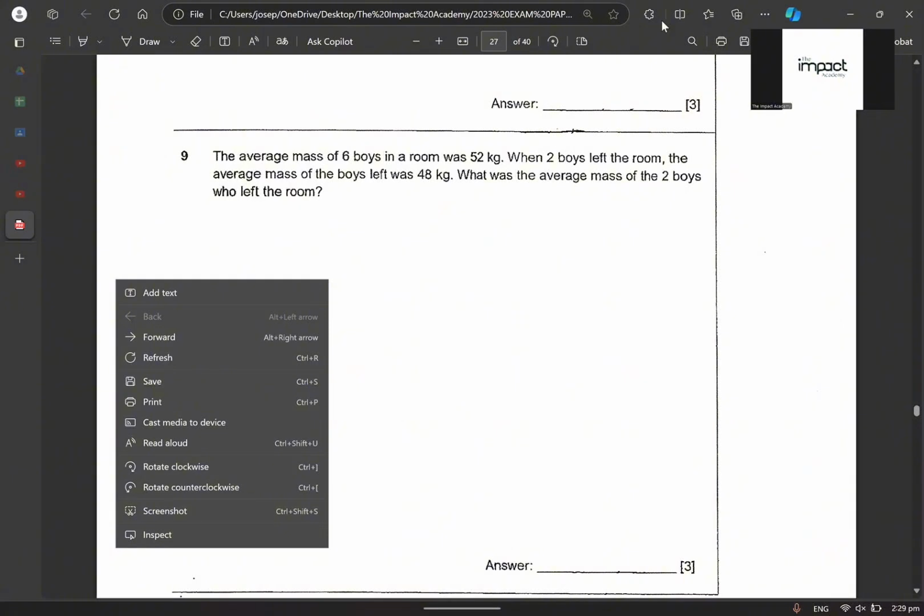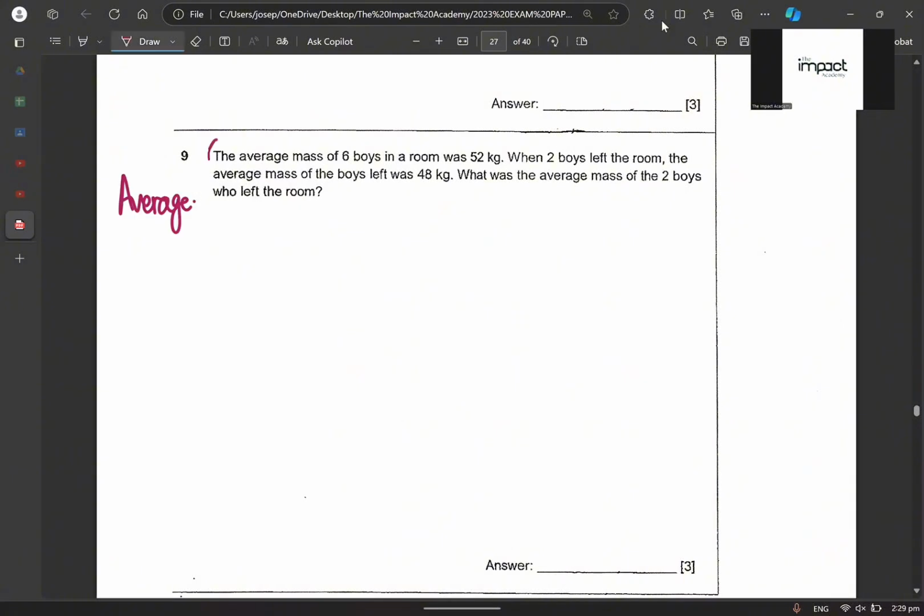Now for question number 9, it is an average question. It says that the average mass of 6 boys in the room was 52 kg. So we always start with this first. What is the average? The average is 52 kg. How many boys are there? 6 boys in total. How do I find the total? We just have to do 52 times 6. When I do 52 times 6, I will get an answer of 312.